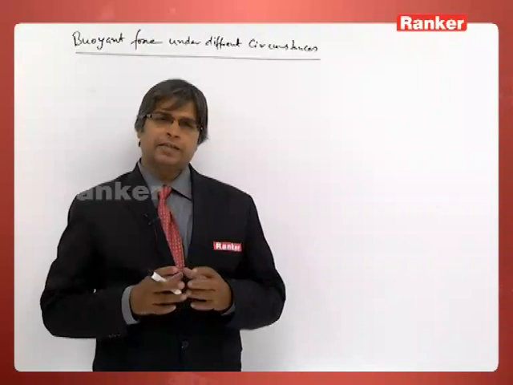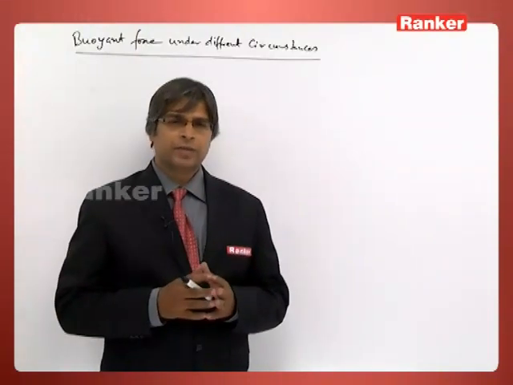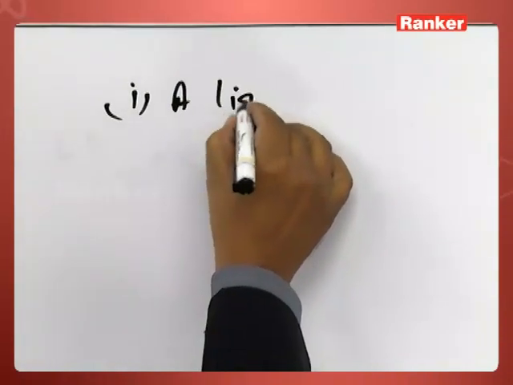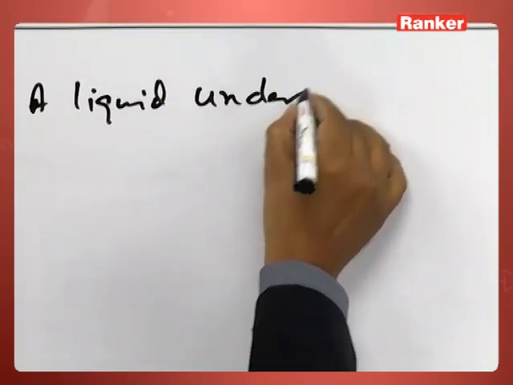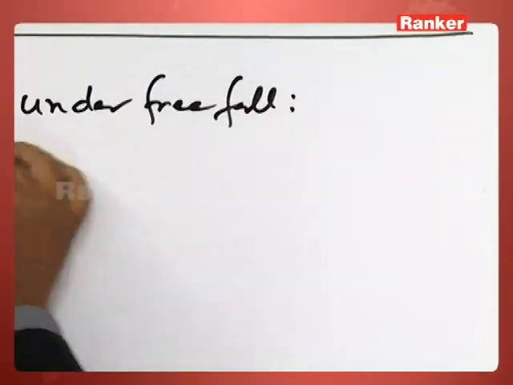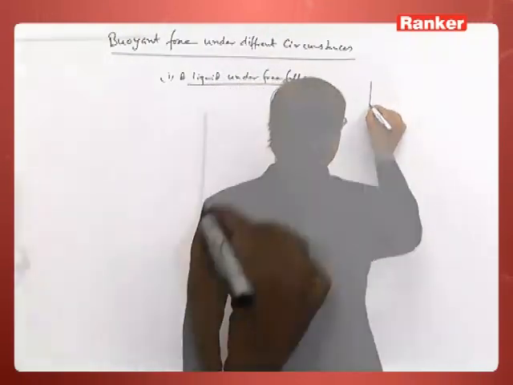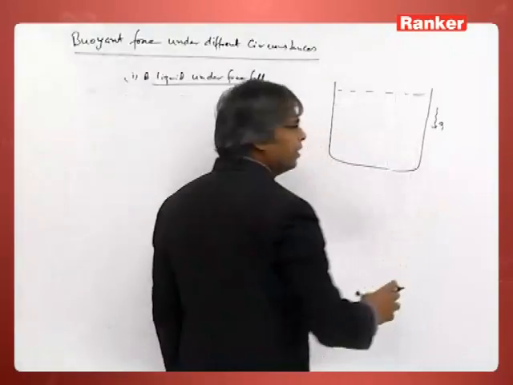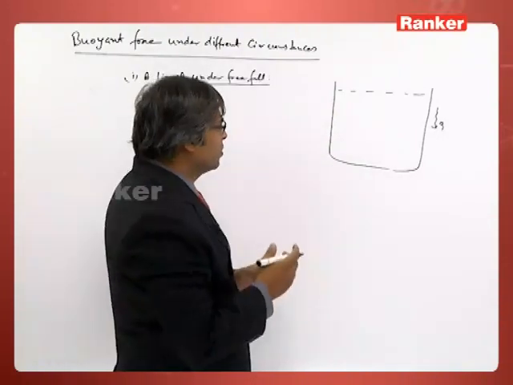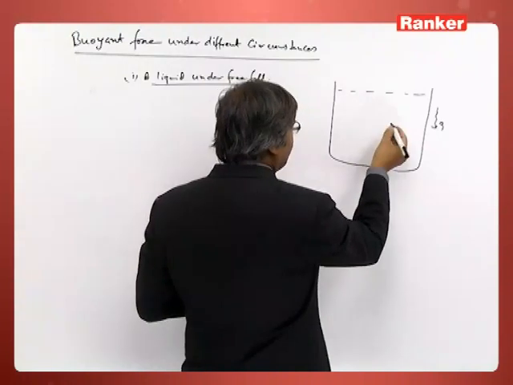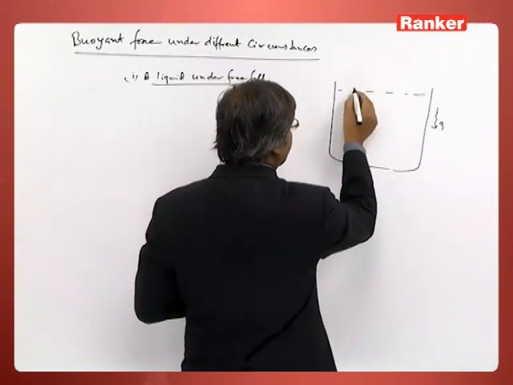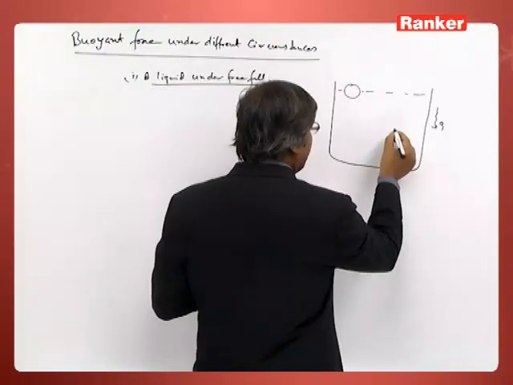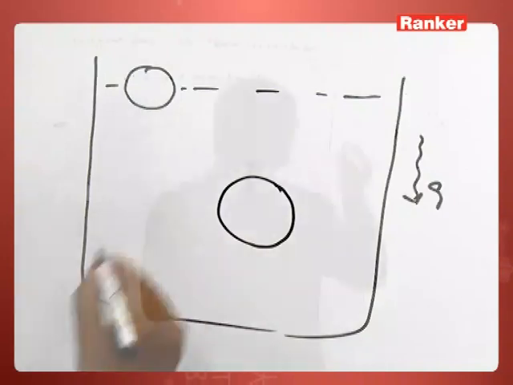Now let us see the buoyant force under different circumstances. So we will take up case number 1, a liquid under free fall. If we have a liquid in a vessel and this whole vessel is under a free fall, we have allowed it to fall freely. So what will happen? In that case, if previously a body was in this position, then it will remain in that position.